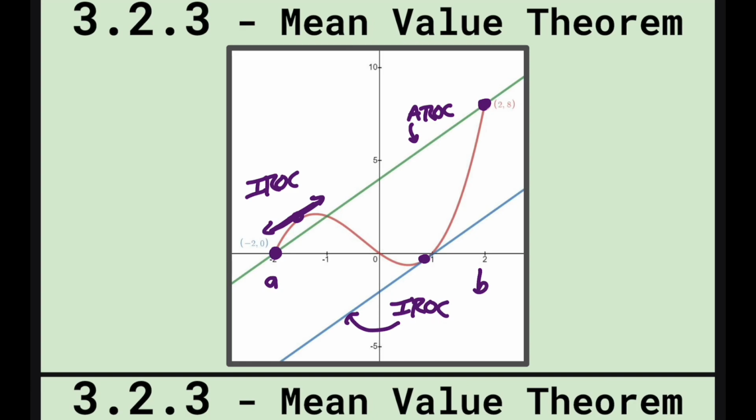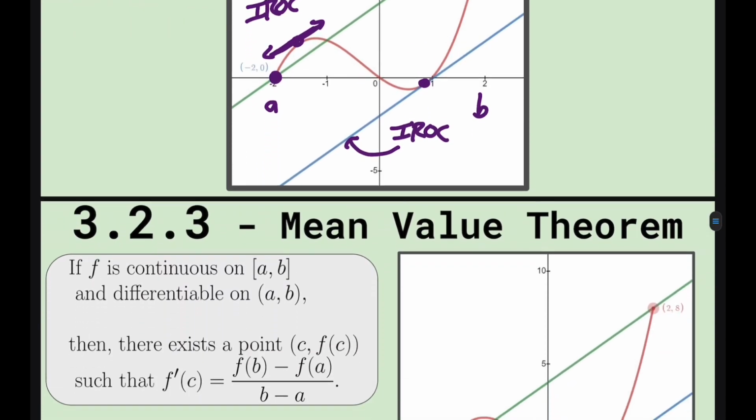There could be way more than two. At minimum, there has to be one, though. So there has to be at least one. That's what it's basically saying. If you connected the dots from one endpoint A to B on the graph, there's a certain slope there. There has to be at least one point, or could be multiple points, that has the same slope as the slope of those endpoints. That's what the mean value theorem is stating.